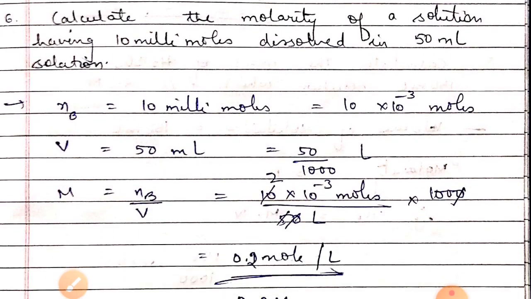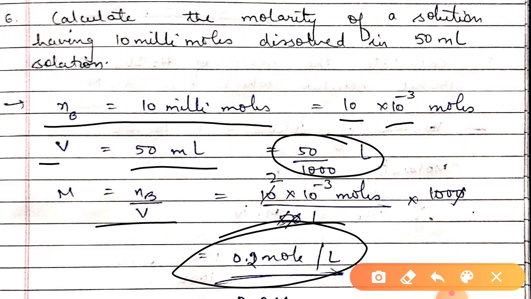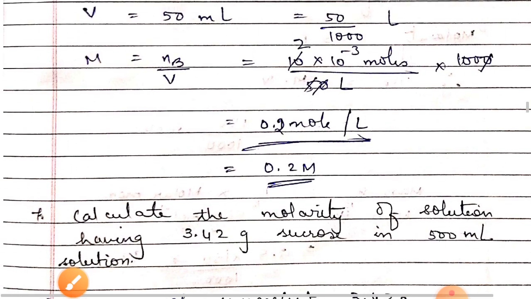Next, you need to find the molarity of a solution having 10 millimoles dissolved in 50 ml solution. So what is given to us? The number of moles, 10 millimoles, that is 10 milli means 10 to the power minus 3 moles. Volume 50 ml, that is 50 upon 1000 liter. So molarity, that is Nb upon V, that is 10 into 10 to the power minus 3 divided by 50. 50 has a division of 1000, that will come in numerator now. So you get 0.2 mole per liter or 0.2 molar.